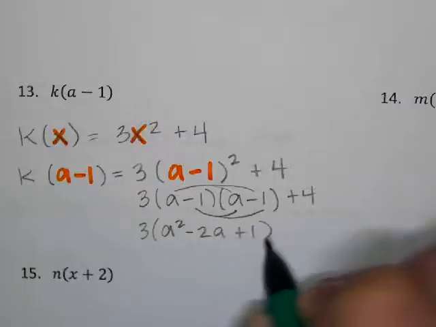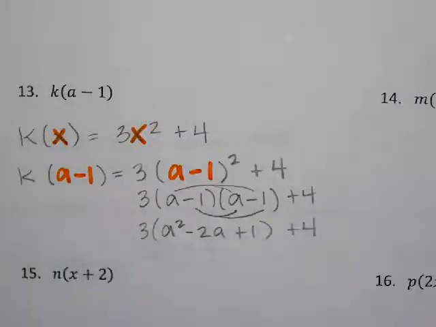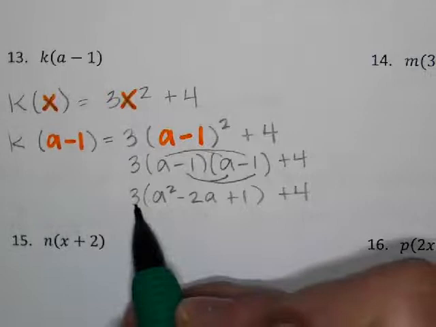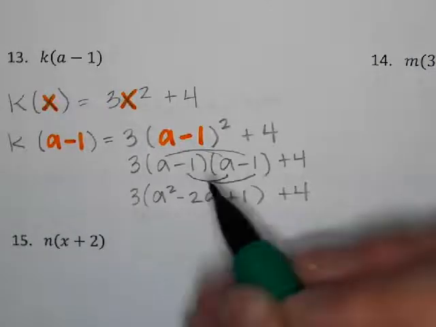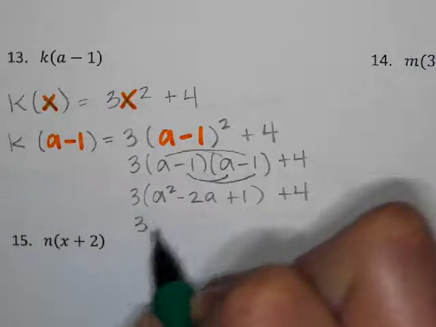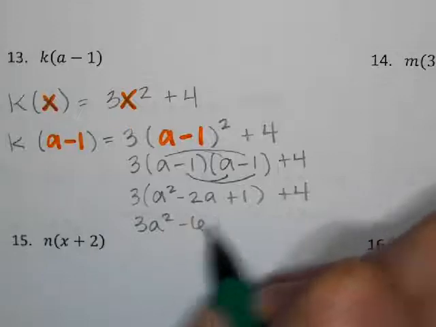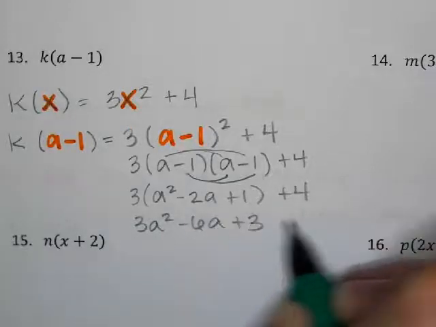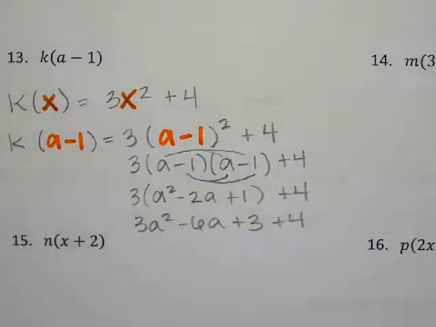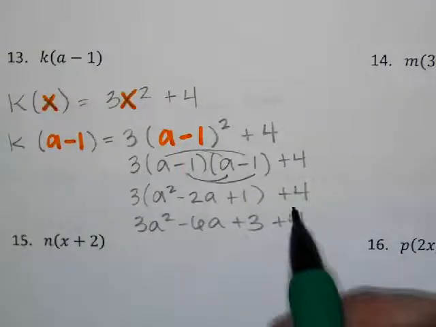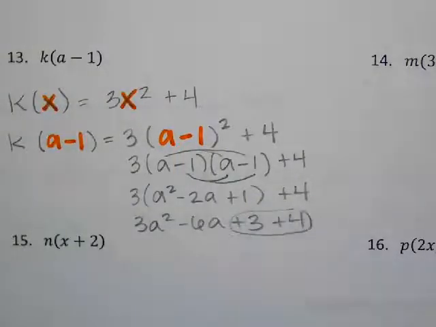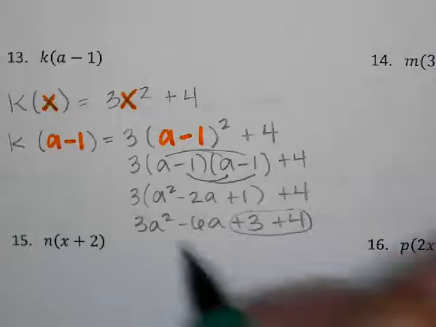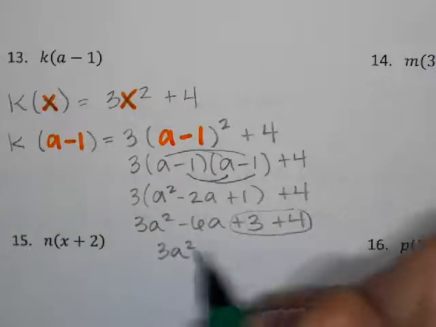Okay. So if we take that 3 and distribute it, what do we get? 3a squared minus 6a plus 3. Perfect. So if we combine like terms, our final answer is going to be 3a squared minus 6a plus 7. Perfect.